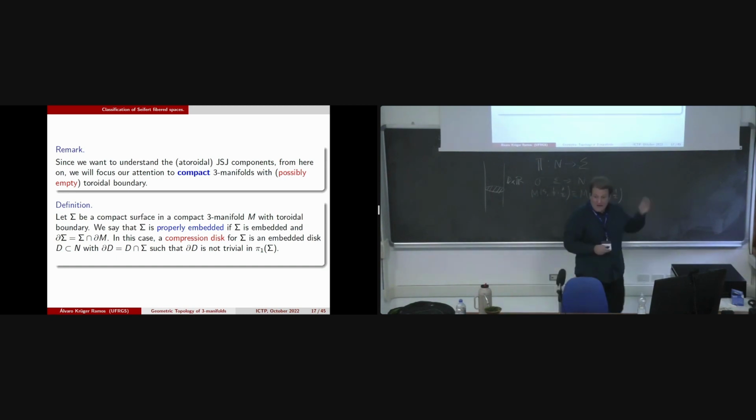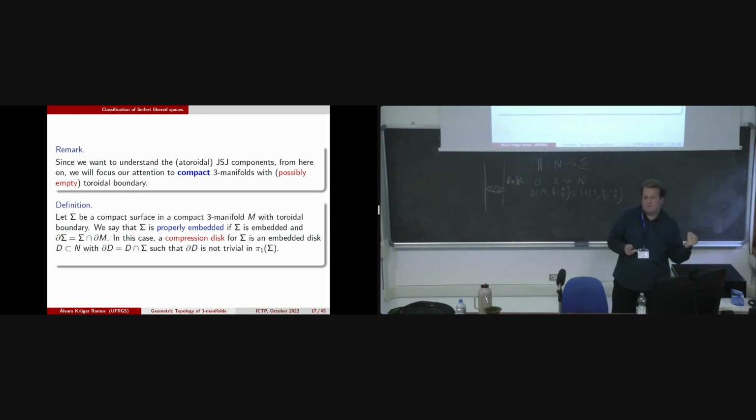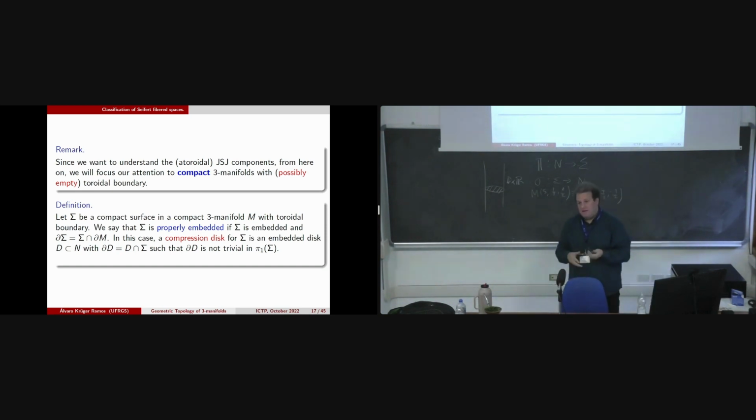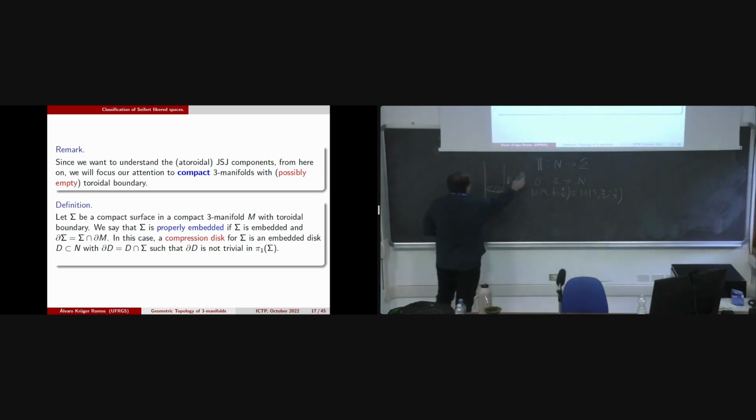Okay, so in this case, if you have a properly embedded surface, a compression disk for sigma would be an embedded disk in the ambient space with its boundary in sigma, and the boundary not trivial in pi1 of sigma. Okay, let me maybe draw a picture.